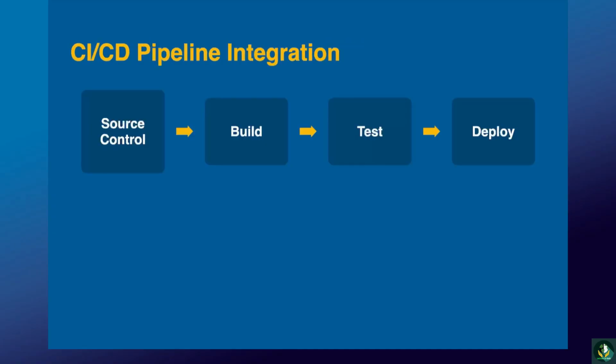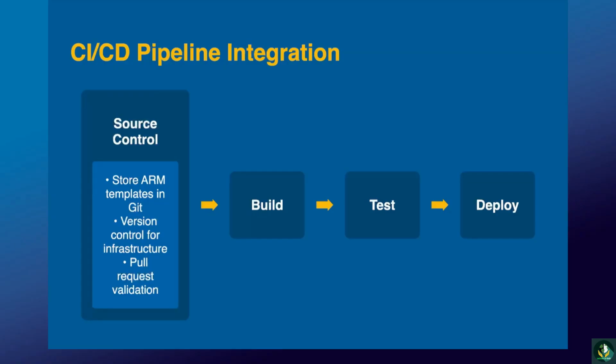Moving on to integrating templates within CI/CD pipelines. ARM templates integrate seamlessly with continuous integration and continuous deployment tools like Azure Pipelines. This integration enables you to automate your release pipelines, ensuring fast and reliable updates to both your applications and infrastructure. So by combining Azure DevOps with ARM template tasks, you can achieve end-to-end automation for your projects. So we can go through each of these steps.